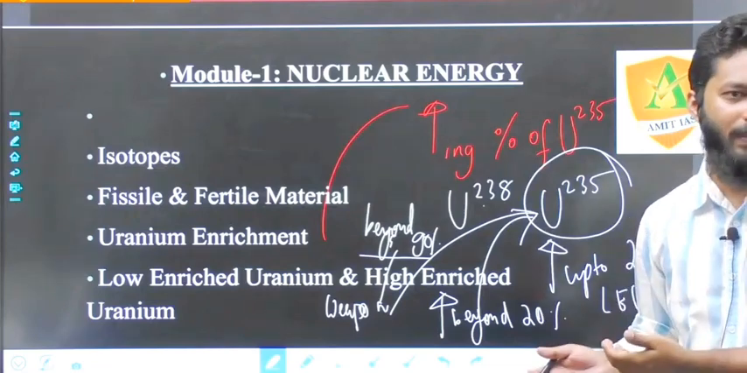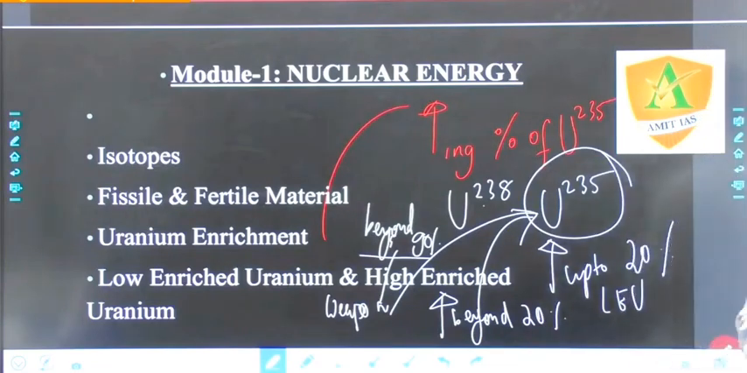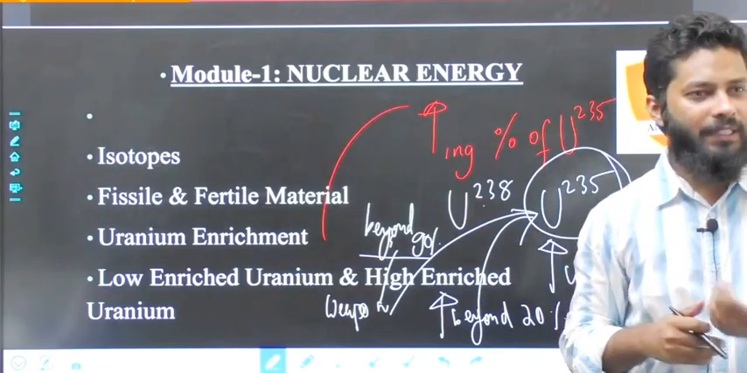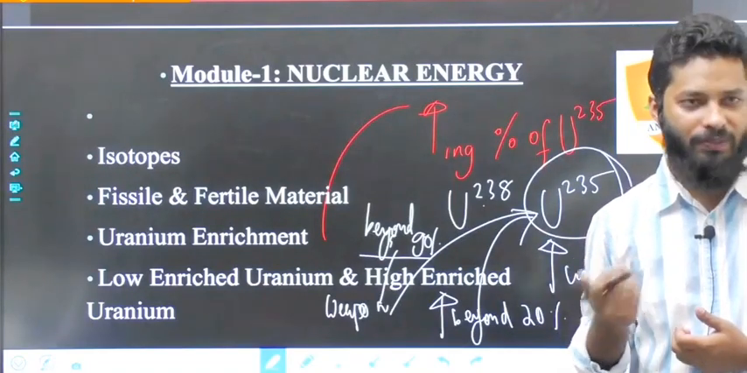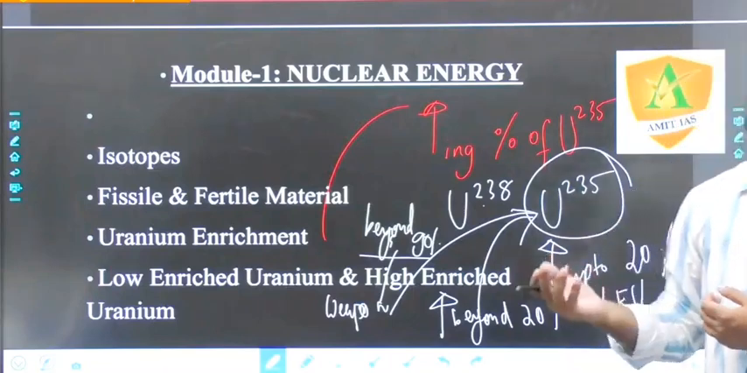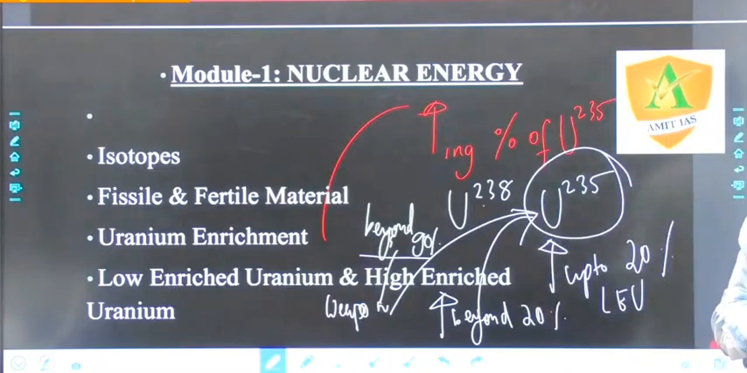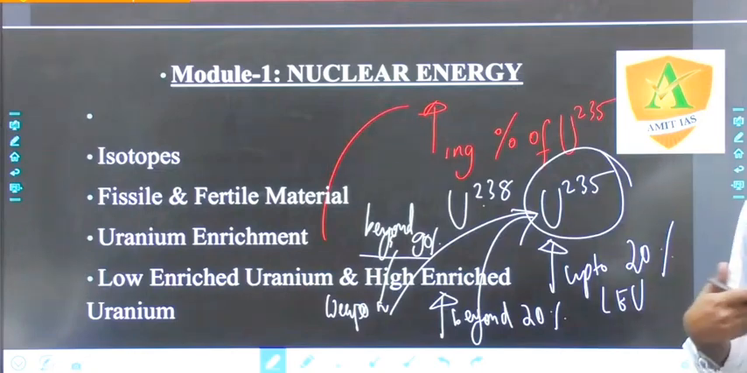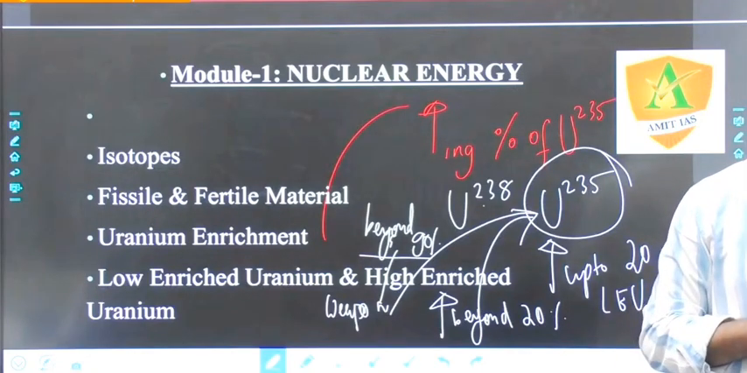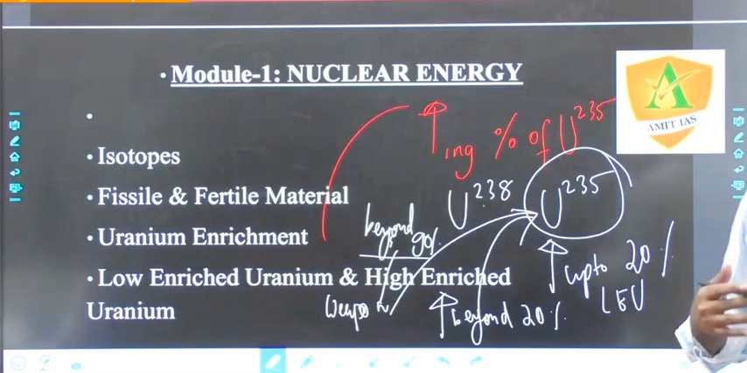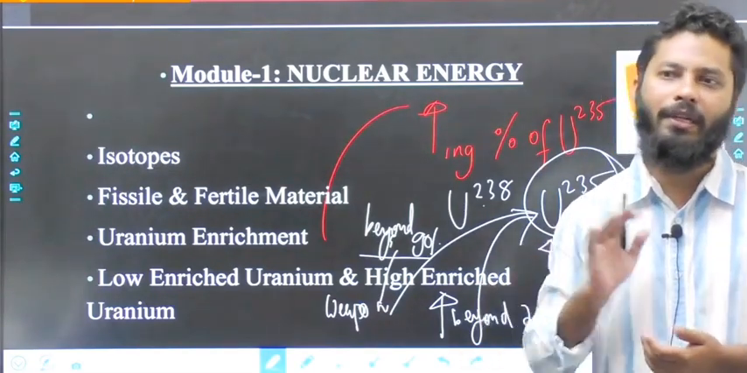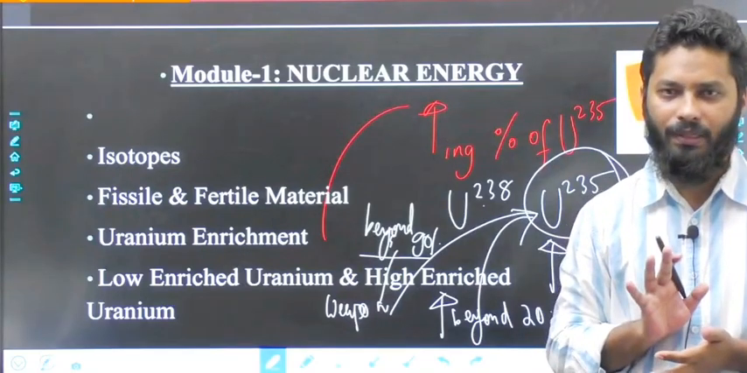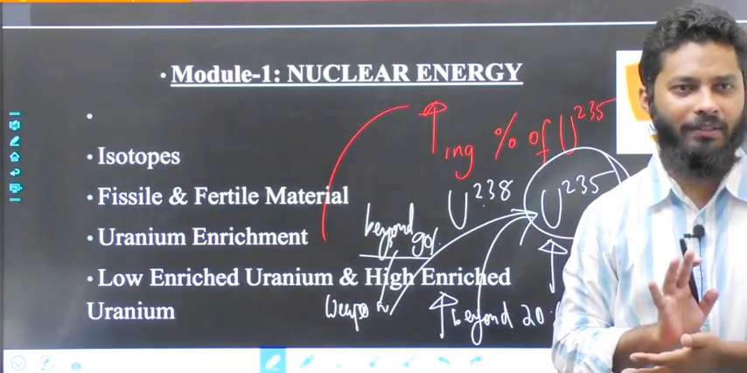because uranium 233 is not found in nature, we get it from thorium. Increasing the percentage of uranium 235 is uranium enrichment, right? The naturally occurring percentage is only 0.7%. If we are increasing up to 20%, then it is low enriched uranium. We will be having civil use of it. And if we are increasing it beyond 20%, it is high enriched uranium, and beyond 90% is weapon grade uranium. I hope we are understanding this, right?